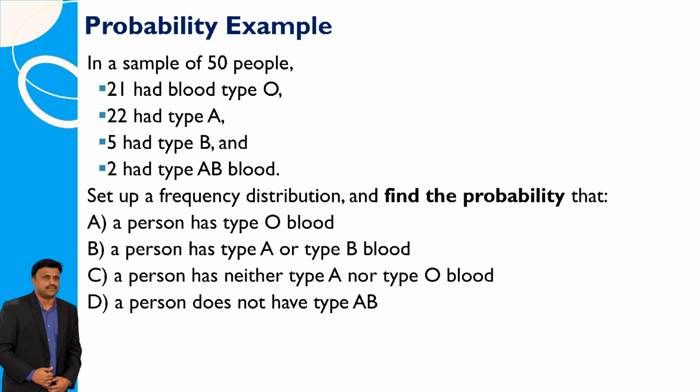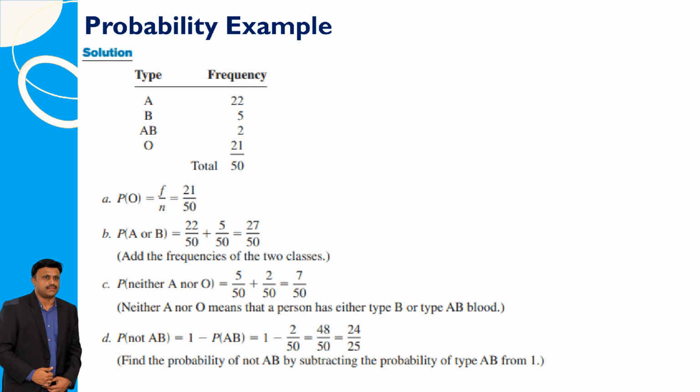In a sample of 50 people, the frequency distribution for blood types is as follows: 21 people with type O, 22 with type A, 5 with type B, and 2 with type AB. To find the probabilities: a. The probability that a person has type O blood is 21 divided by 50. b. The probability that a person has either type A or type B blood is 27 divided by 50. c. The probability that a person has neither type A nor type O blood is 7 divided by 50. d. The probability that a person does not have type AB blood is 48 divided by 50.